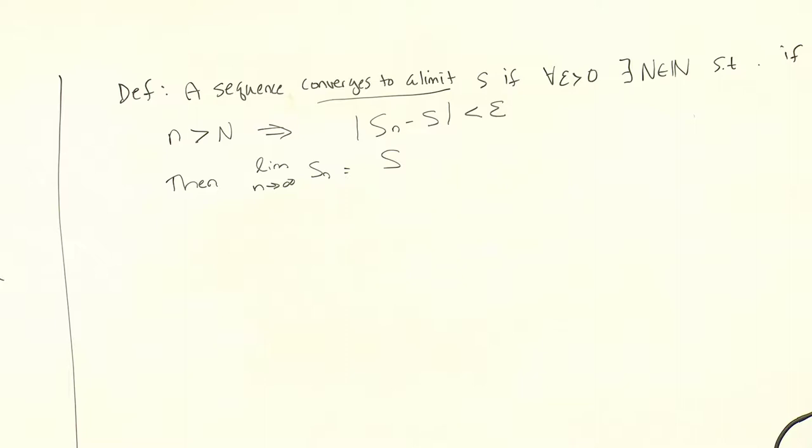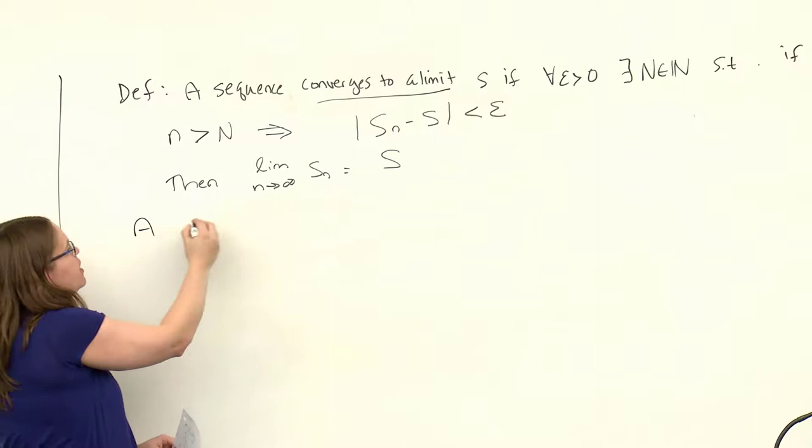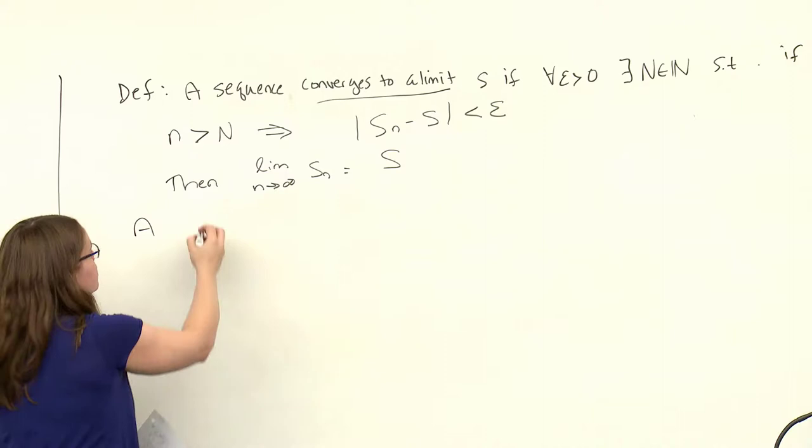Okay, that's not new. We're putting different labels on things. It's not f and it's not x anymore. It's s and it's n, but it's exactly the same definition that we've used before. Okay, and a sequence can either converge or not. If it doesn't converge, then we say it diverges. So this is a sequence that doesn't converge.